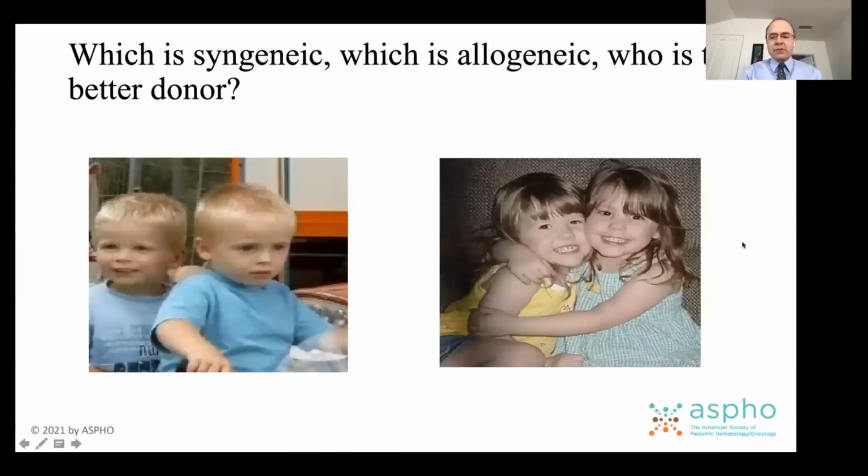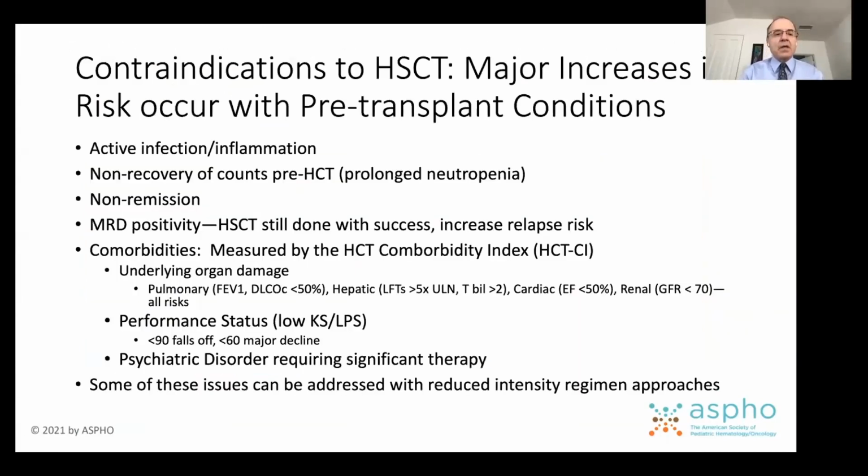Now, here's this picture. I show it every time. Which is a better donor, this twin or this twin? I'll give you a hint. These twins are not identical, they're fraternal, and these twins are identical. So the better donor, if you have an HLA match, is the fraternal twin, not the identical twin. An identical twin would be like giving an auto transplant, and it's exceptionally rare that we would ever want to use an identical twin as a donor because you want graft versus leukemia.